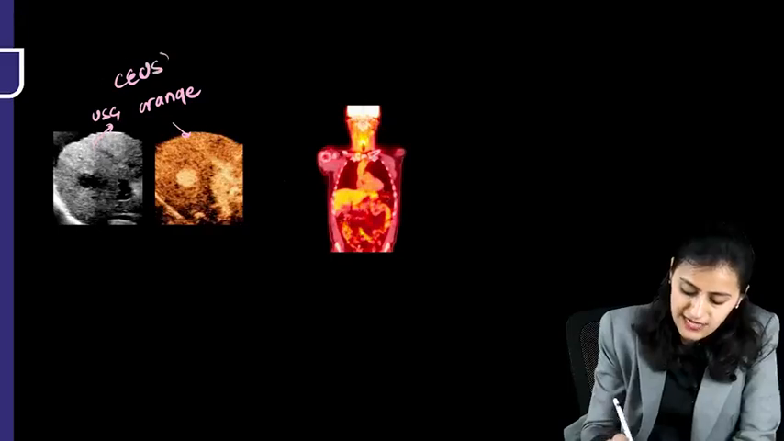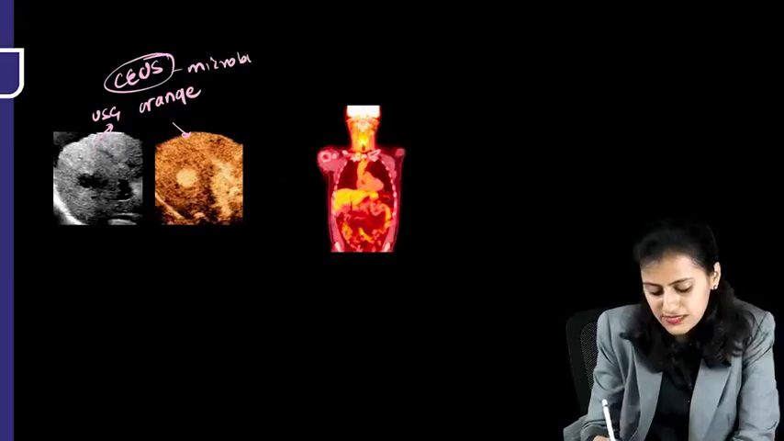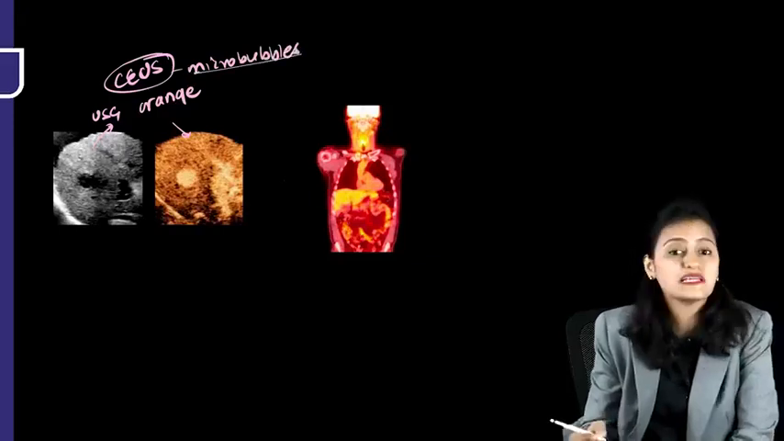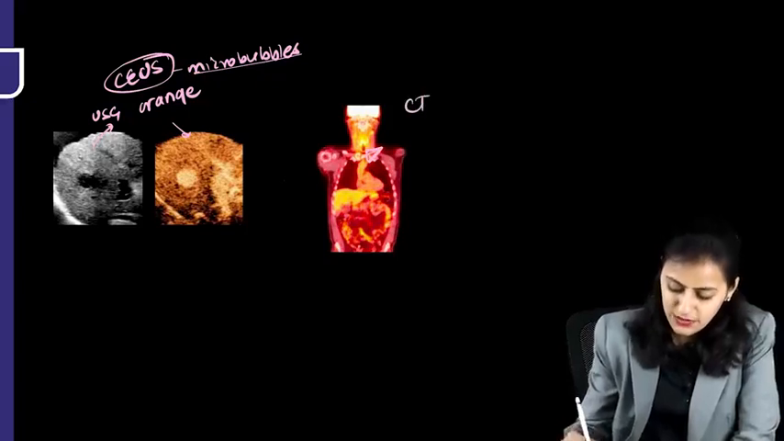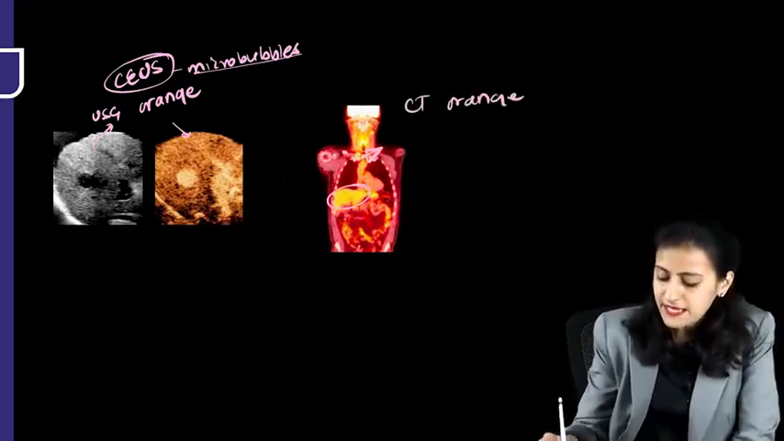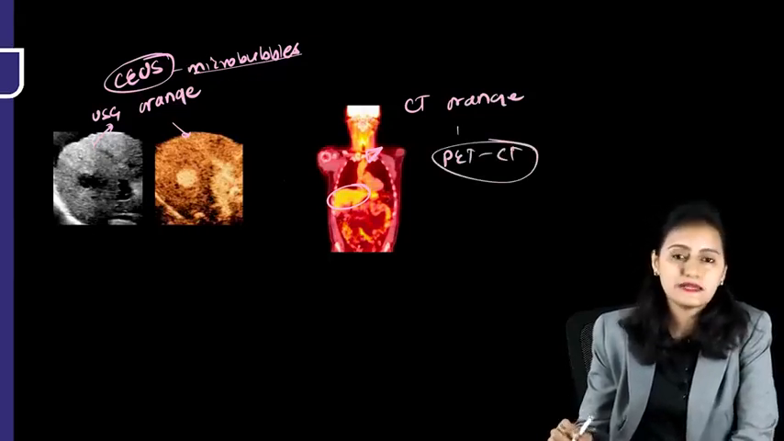Next one. Now coming to these orange color investigations. First one, when you see an ultrasound image, black and white, and then you have the orange colored ultrasound image, remember it is contrast enhanced ultrasound, where we use microbubbles as the contrast, safe in renal failure. When you have the white bones, that's the CT scan, with the orange areas, then it is PET CT. Asked many times previously, identify the investigation.